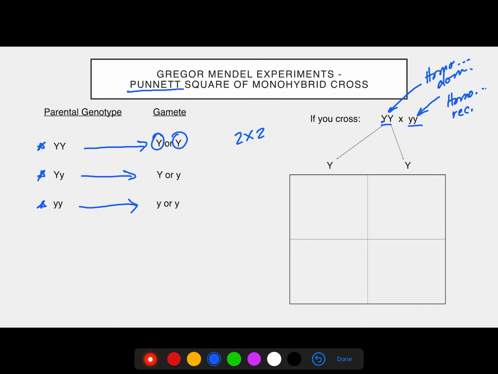So you'll put this Y here, down here, and then this Y here, down here. And then you do the same thing with the other parent, but do that on the row. And so it looks something like that. And so what would happen then? What you want to do is take the label of each column and row and put them together. And that would create a genotype for a potential offspring.